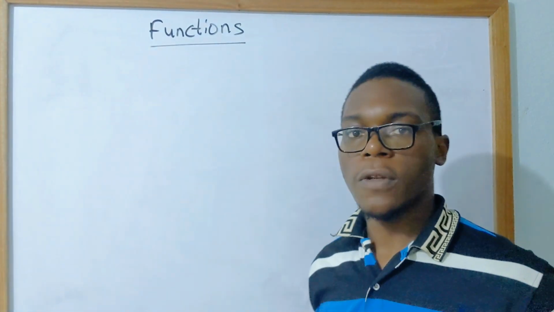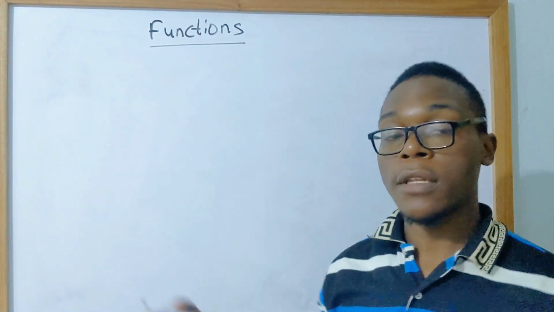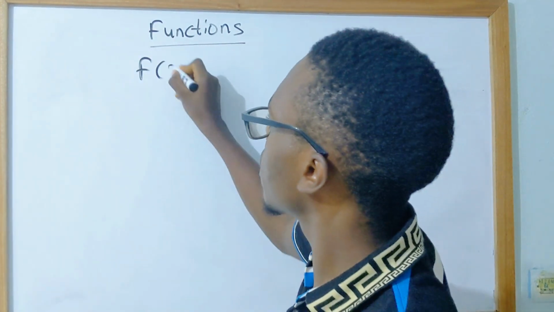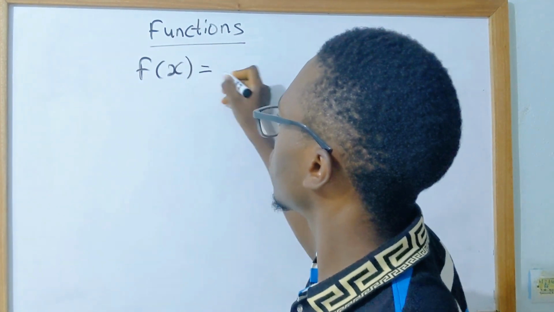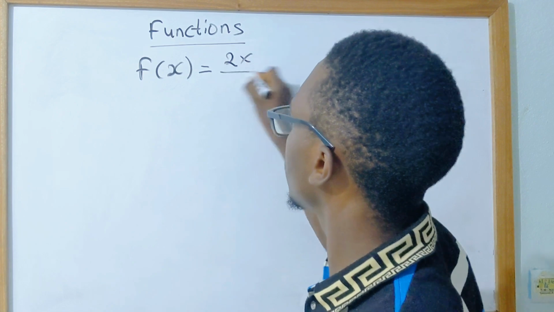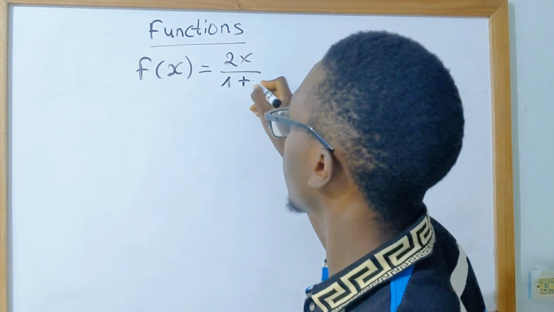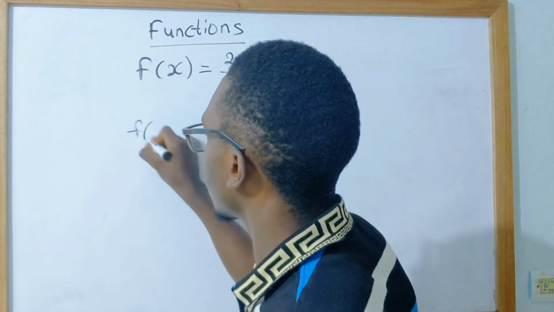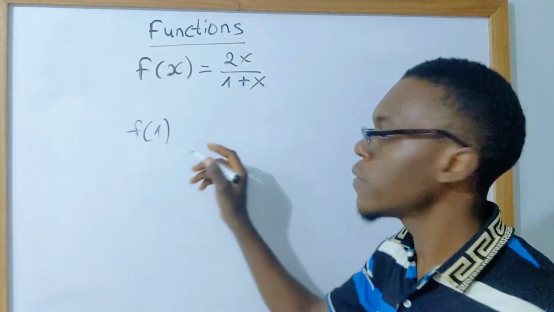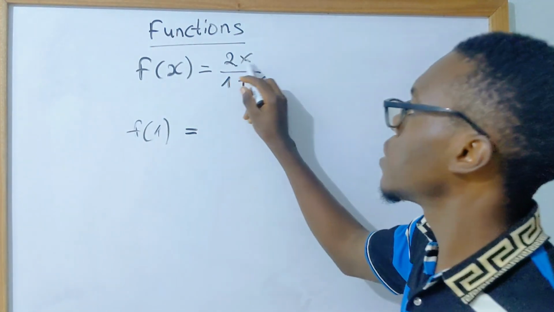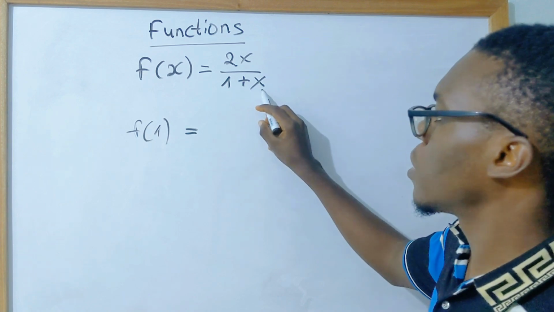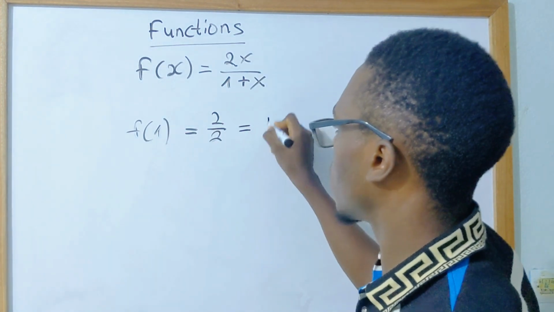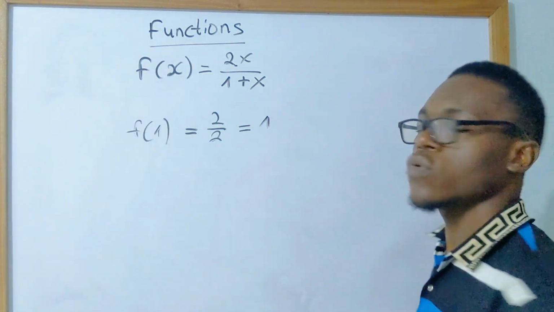Okay, talking about function, a function is just like a machine that takes an input and drops an output. Example, you have f of x is equals to 2x plus 1 all over 1 plus x. Okay, if you take f of 1 being the input, you are going to have as your output 2 times 1 over 1 plus 1. That will be 2 divided by 2, and you have a 1. Hence, at this point, the input is equal to the output.